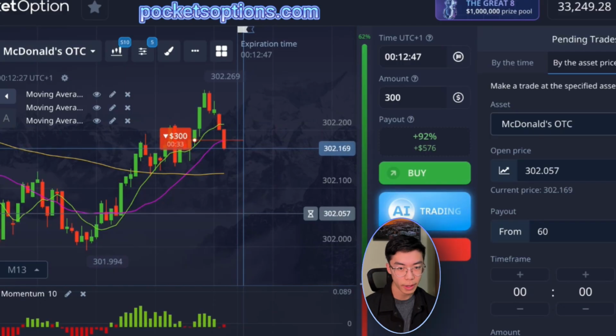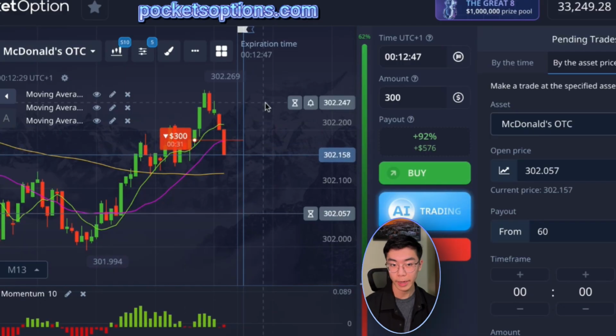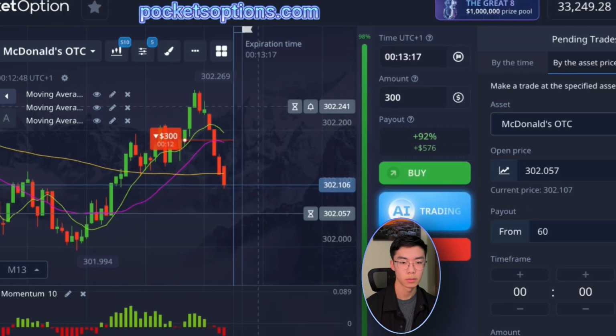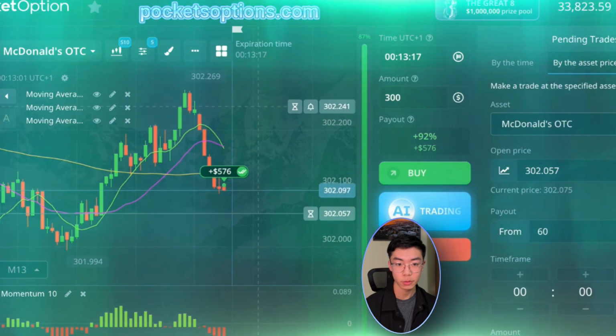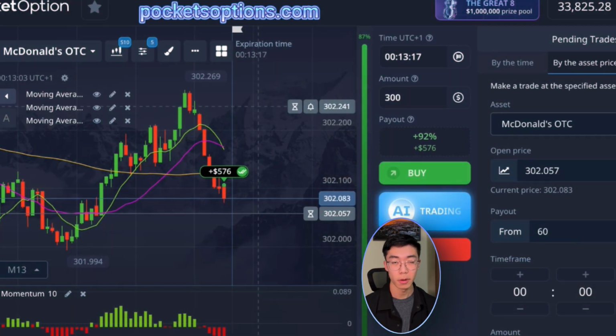Okay, seems to be going back down. We're in the green now. It might go back up. We'll see. Okay, it's down a solid amount now. Fairly confident that I'll profit this trade. All right, that's great. So we profited a great amount there.